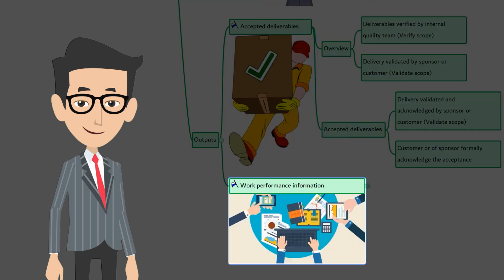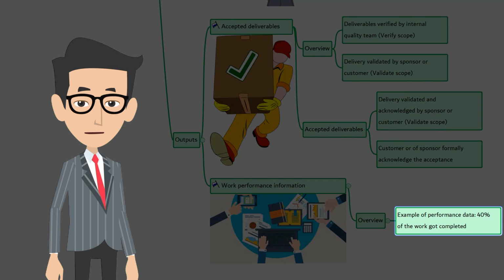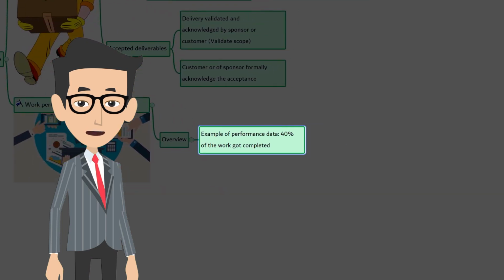The next output is work performance information. First, overview. As an output of project execution, the work performance data gets generated. For example, 40% of the work got completed, the actual duration is 3 days, etc. With this data, you can't make out what's going on in the project. You don't know the performance of the project. The data should become information, only then does it become useful.